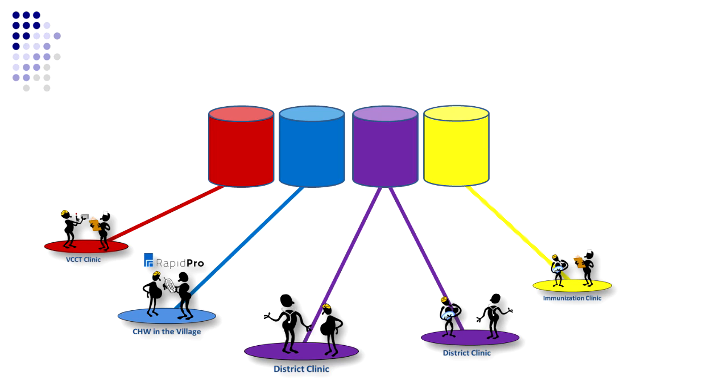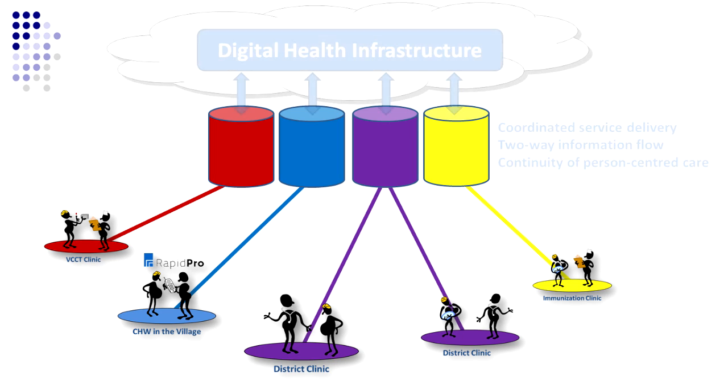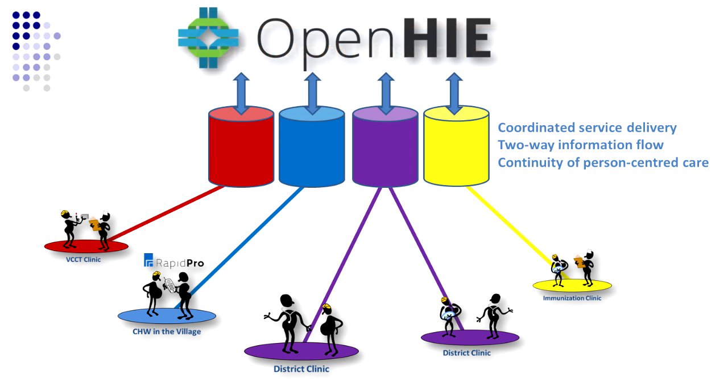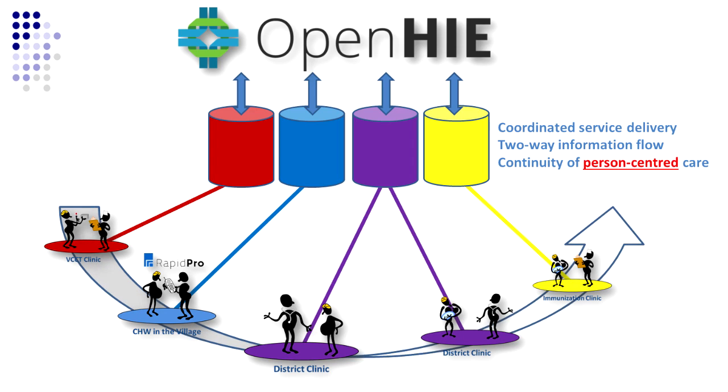Connecting care delivery sites to databases is one aspect, but it isn't the whole story. For care continuity, we need these data silos to be connected too. This is done by leveraging digital health infrastructure. A health information exchange, such as the open-source OpenHIE platform, provides coordinated service delivery, two-way information flow, and continuity of person-centric care. Information sharing is the key to consistently delivering high-quality care.